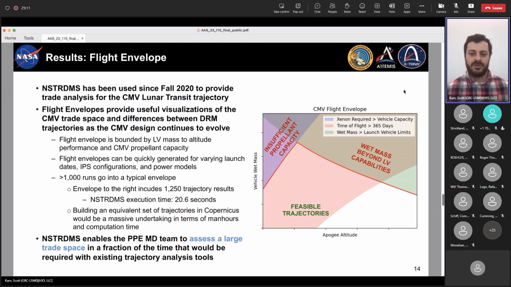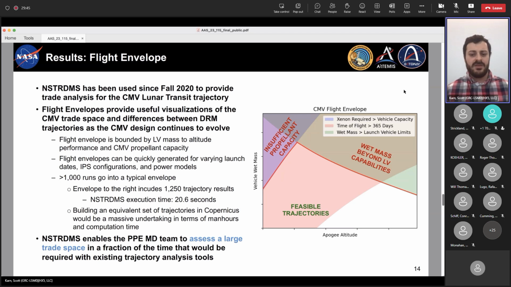So we run through a matrix of apogee altitude and vehicle mass combinations, and we run trajectories for each one of those set points, and we form this kind of contour plot at the end. And then over top of our solutions, we can layer a couple different figures of merit. So the green contour shaded region in the upper right, that's all of the initial apogee altitude and mass combinations that are beyond the capabilities of our launch vehicle. So we just cannot attain those launch conditions.